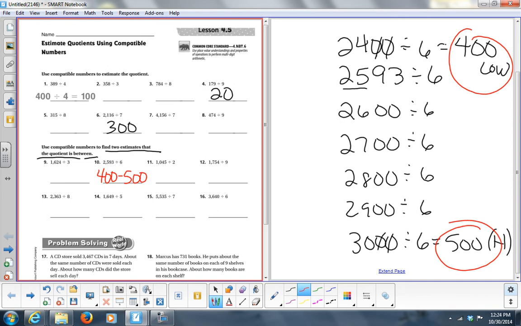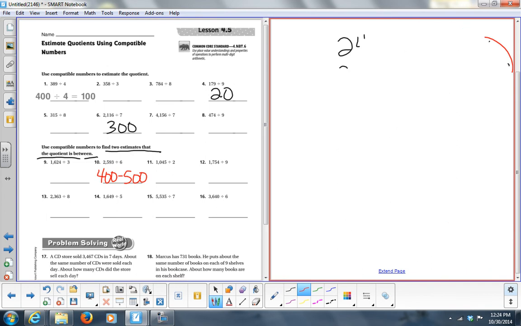Okay. We'll do one more of those. Number 16. Number 10 is 400. Read them. So 3,640 divided by 6. Okay, what do I do first? Isabel.